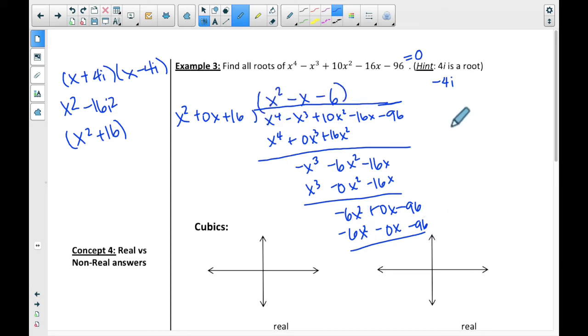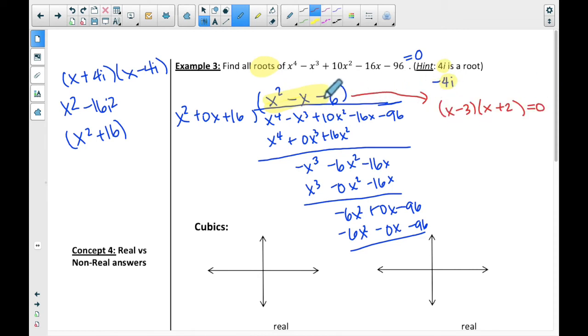So what I have so far is x squared plus 16 times x squared minus x minus 6. I'm supposed to find the roots. Roots is solutions. That means I need x equals. Well, I already know x equals 4i and negative 4i, but what else? Well, I have this trinomial, and this trinomial will give me some more solutions. How does it do that? Well, I factor it, of course. So I need to factor this. It does not have a leading coefficient, so I can just do basic negative 6. What multiplies to negative 6 and adds up to be negative x?